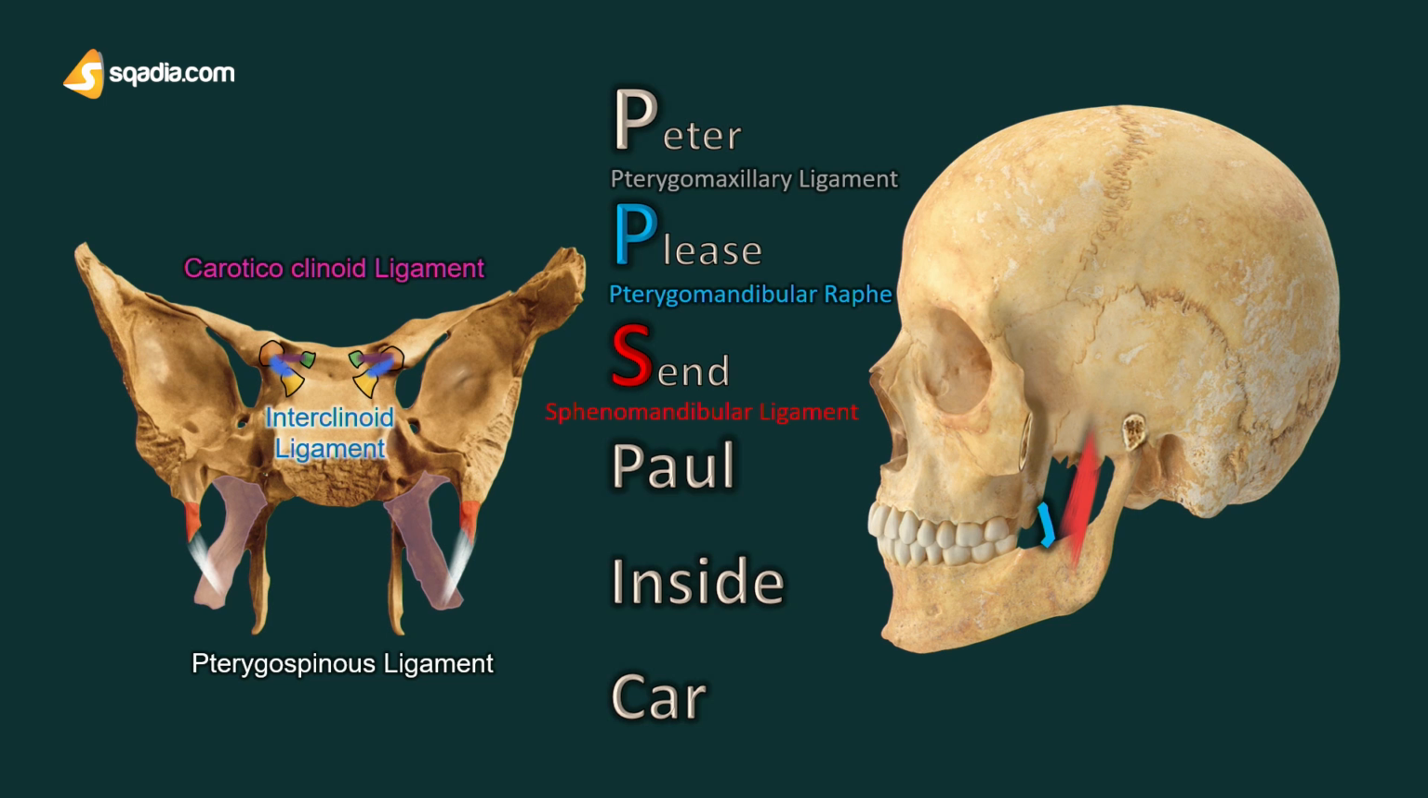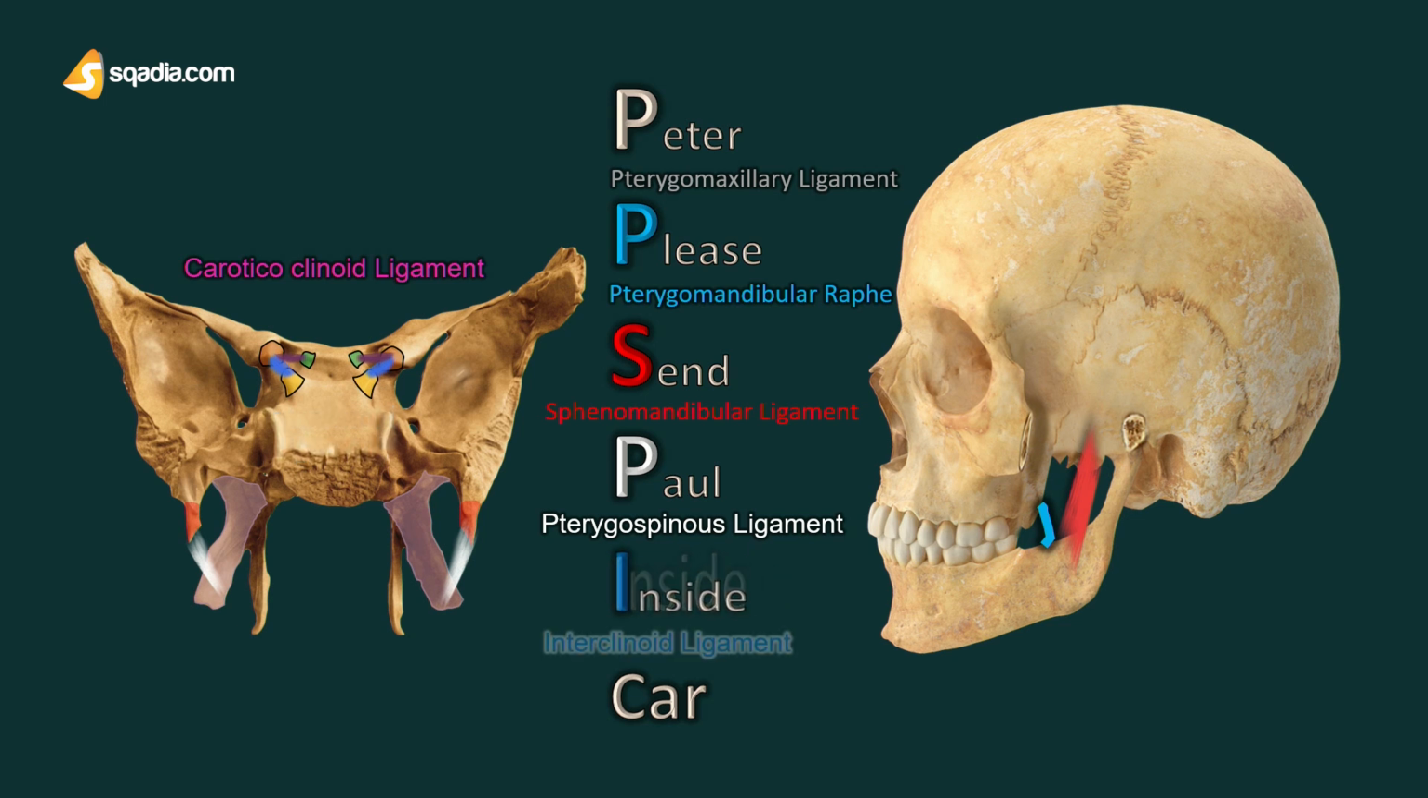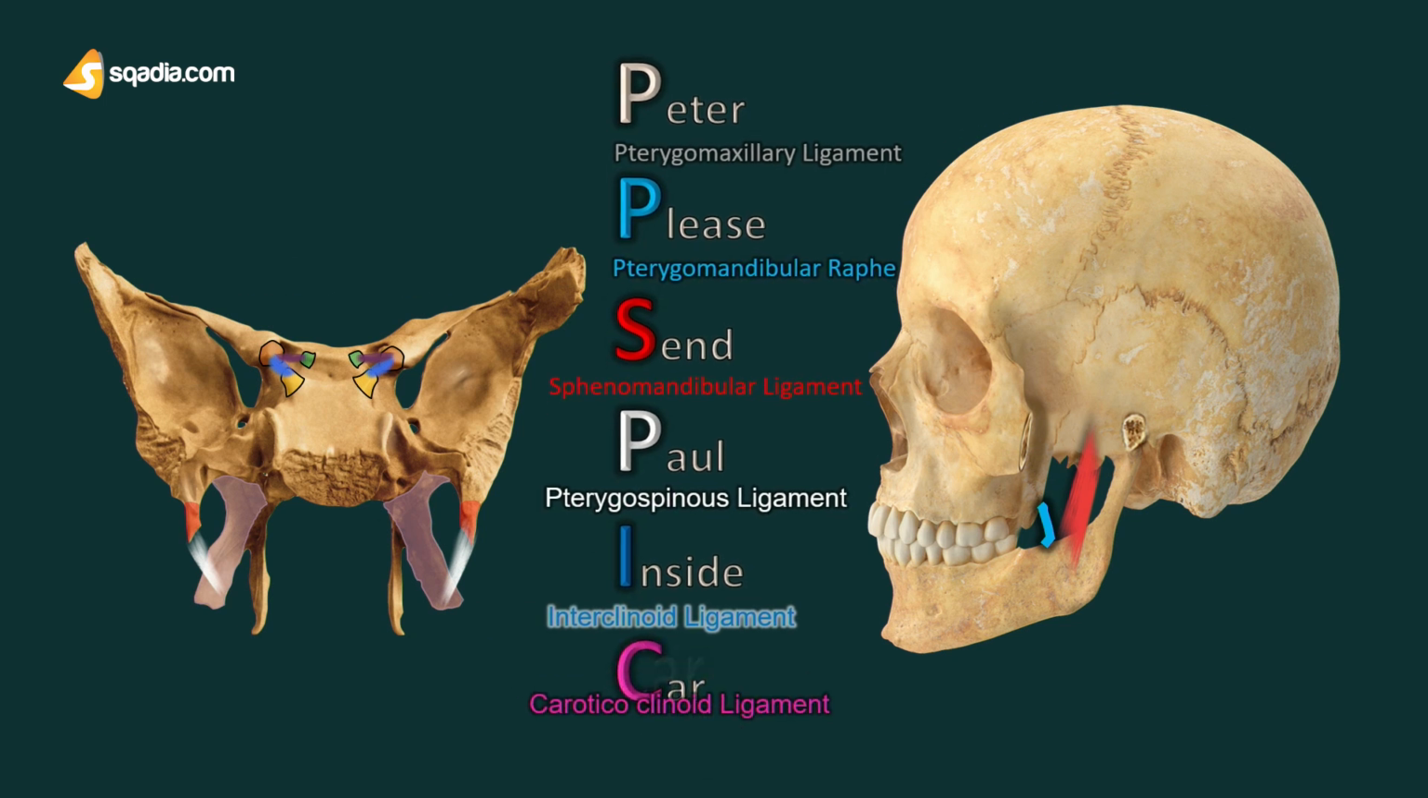Now next we have Paul, where Paul stands for pterygospinous ligament, inside stands for interclinoid ligament, and car stands for keratoconoclinoid ligament. These three are the intrinsic ligaments of the sphenoid bone.